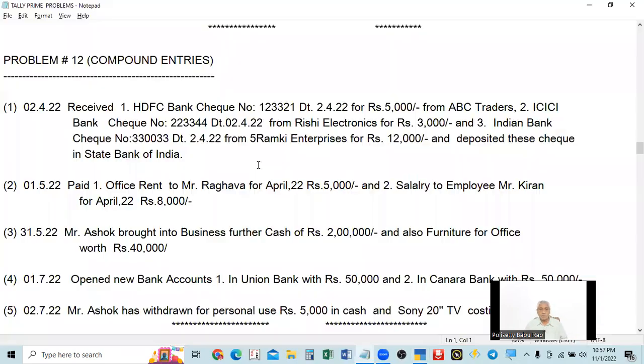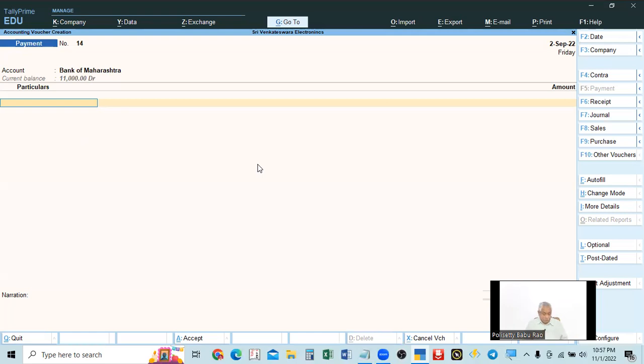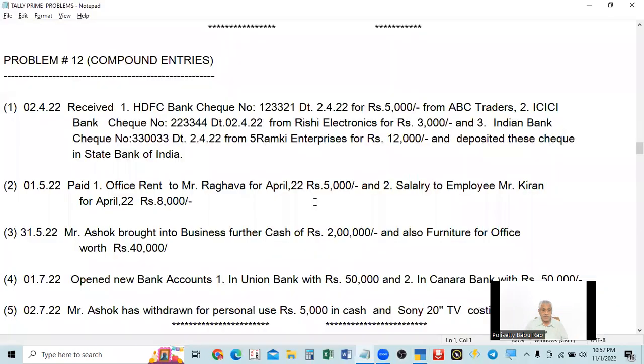Now we will learn how to record compound entries, that is, more than one transaction in one entry, in double entry mode as well as in single entry mode. In some cases, we cannot record them in double entry mode or single entry mode in these vouchers, so these are to be recorded in the journal voucher. First of all, we will take up example problems.